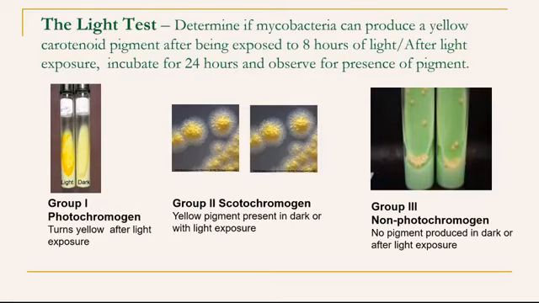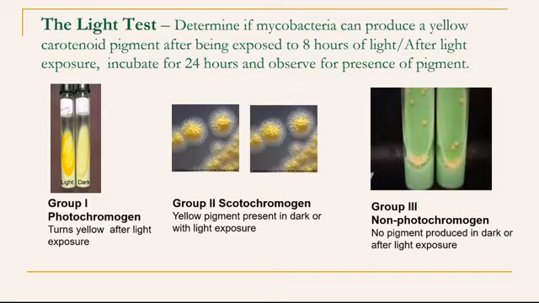After the light exposure, you then again incubate the cultures for 24 hours, and then you observe what they look like after being in the dark and being in the light. Group 1, photochromogens: you can see that the one that was exposed to light produced that yellow carotenoid pigment, and it turns yellow after light exposure. Group 2 is scotochromogen. The yellow pigment is present in both light and dark situations.